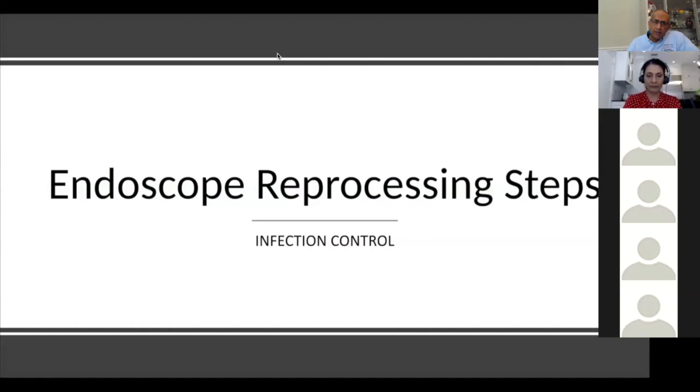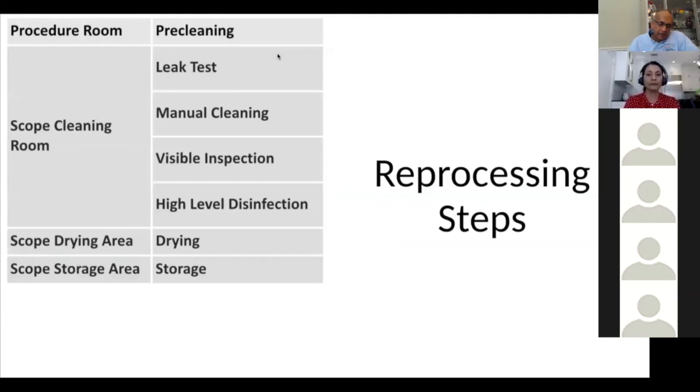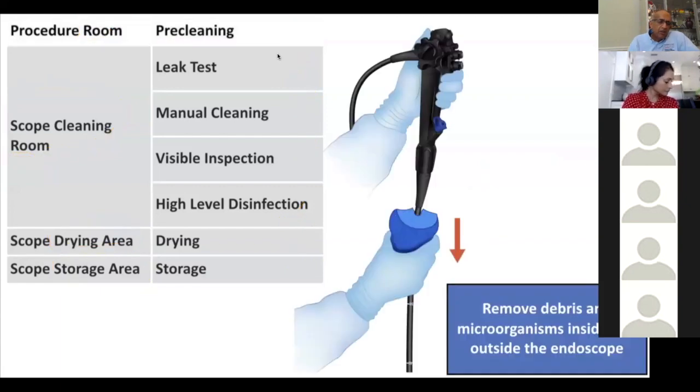So let me take you through these steps one more time in a little more detail. As you can see here, what happens in the room, what happens in the cleaning area, what happens in the drying area, and what happens in the storage area. And these are the multiple steps that we follow every time a scope goes through a patient and then gets back into another patient. So in the procedure room, once the scope comes out, we do what is called pre-cleaning.